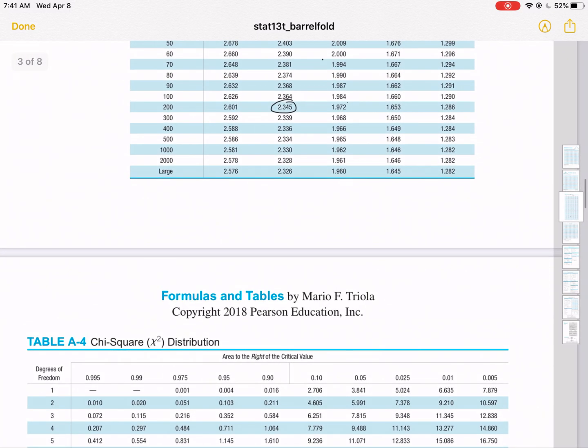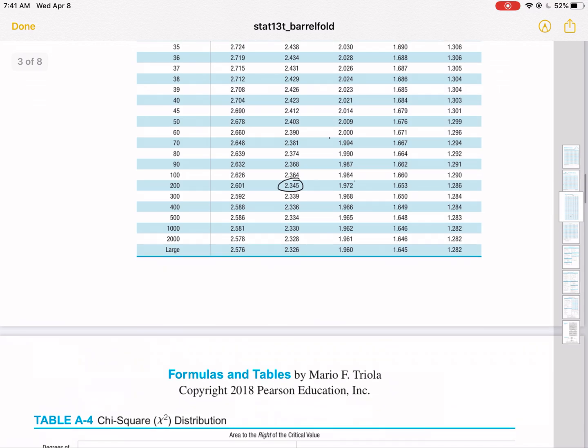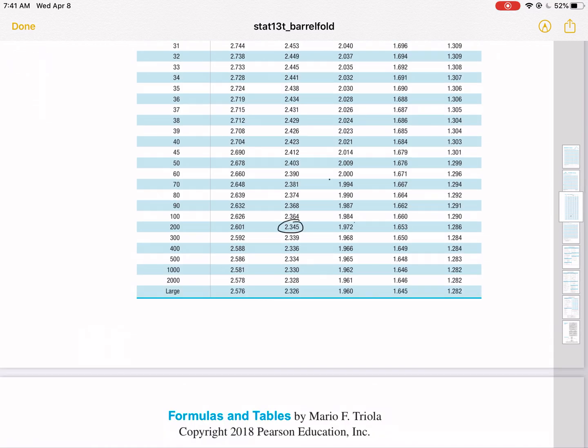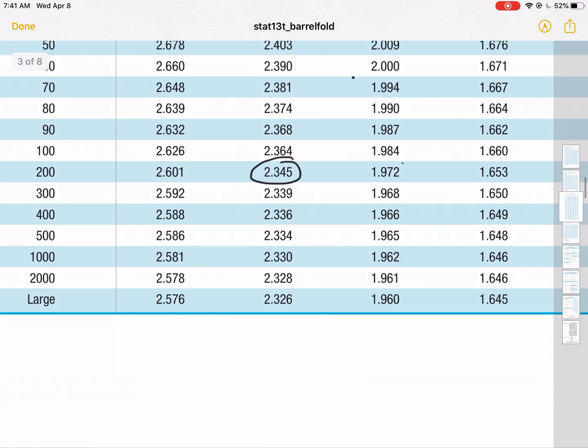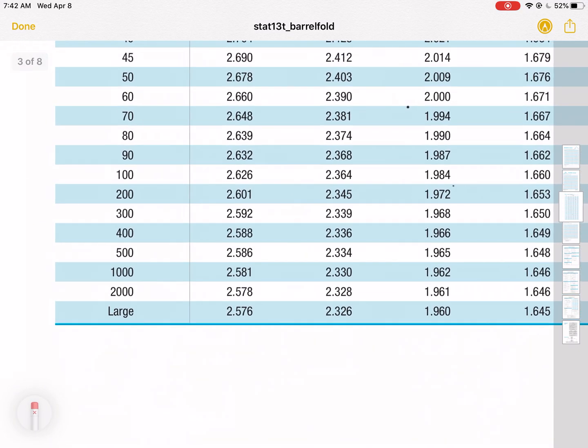Let's first look for our degree of freedom. Our degree of freedom was 599. I apologize, 600 was the n. 599. So I've got to go to the closest one. We're definitely closer to the 500 level. So 500 will be our guy. Let me get rid of this mark right here from earlier. But at 599, we're definitely closer to 500 than we are 1000. So we're going to go to that row.